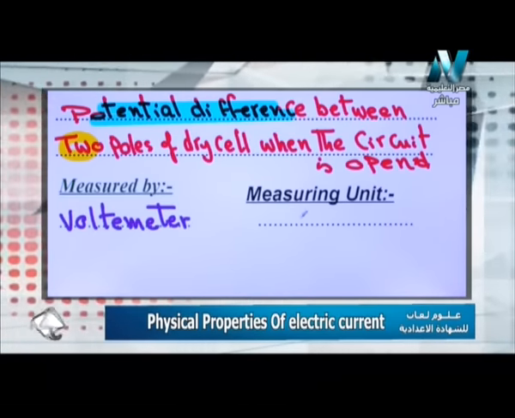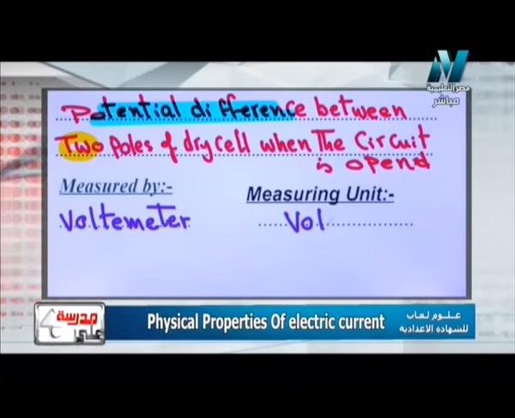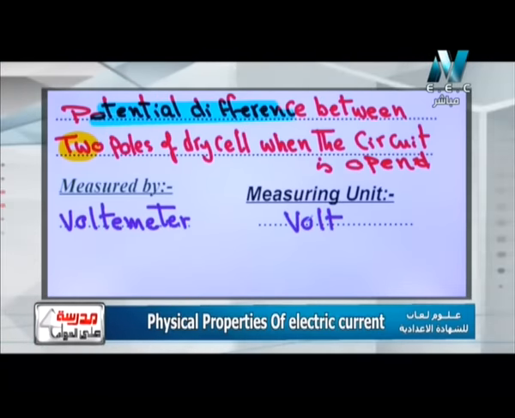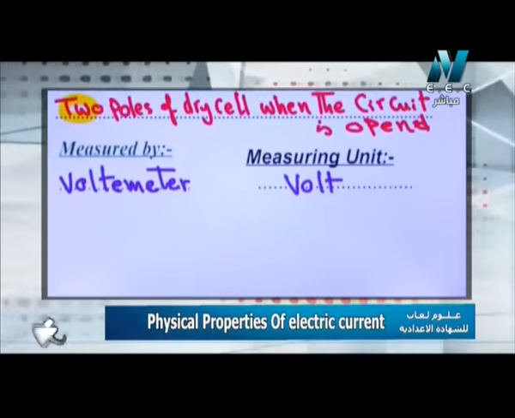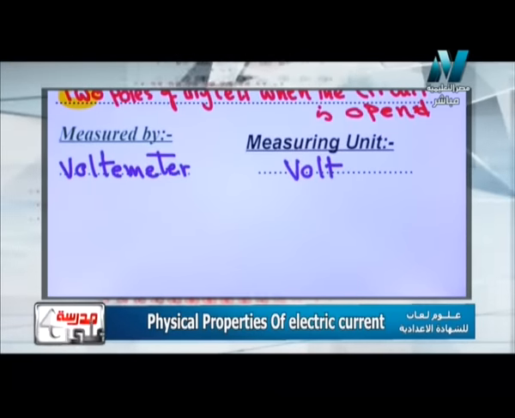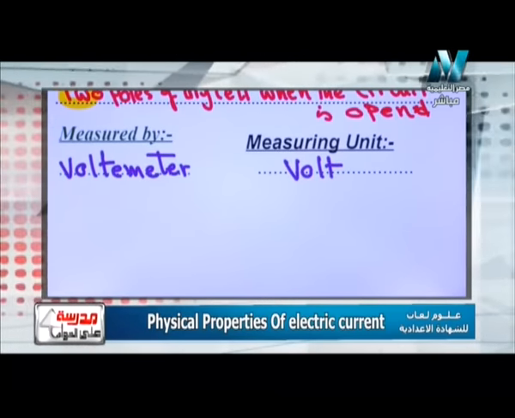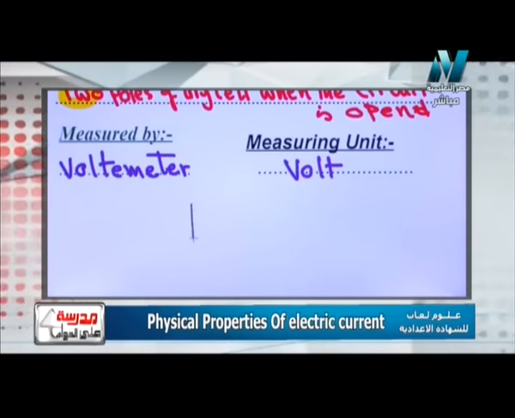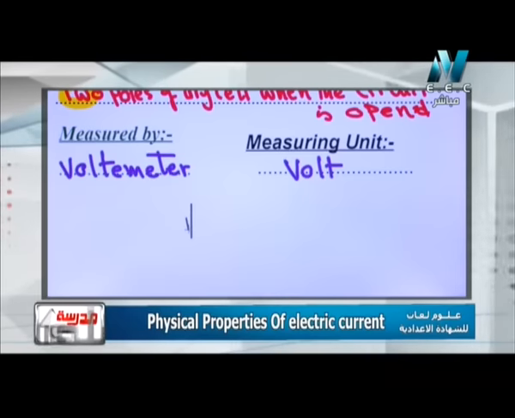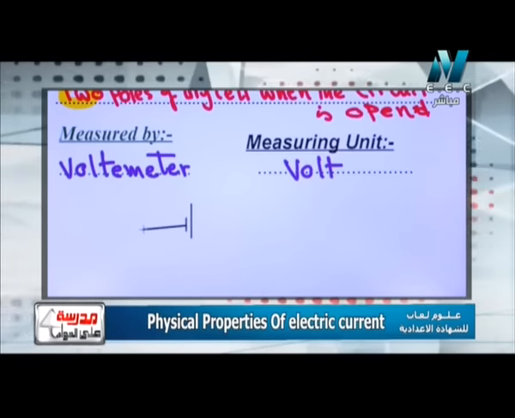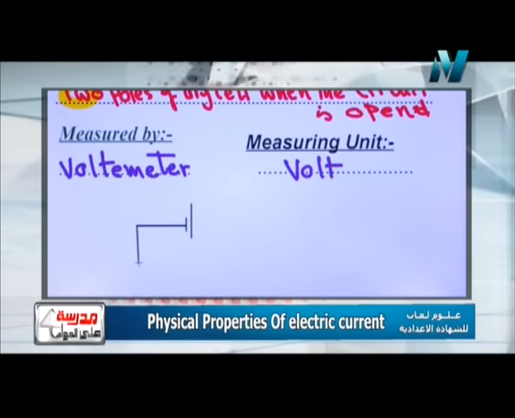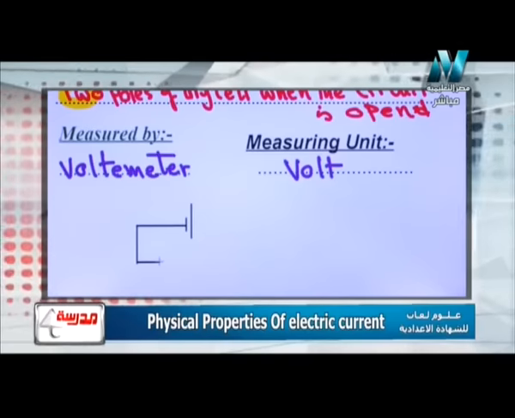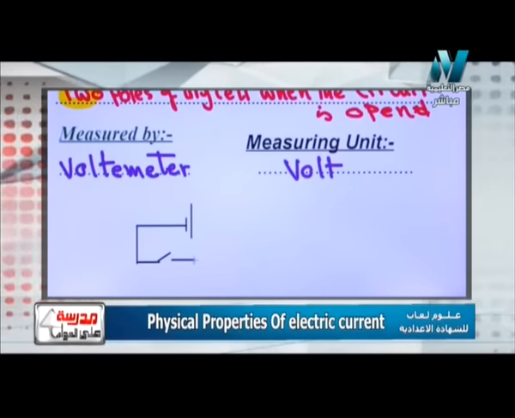And the measuring unit is what? Is volt. How can we connect? Parallel. But we have an open electric circuit, like that, dear students, as you see. Positive, negative. The switch is opened. Is what? Is opened, as you see.